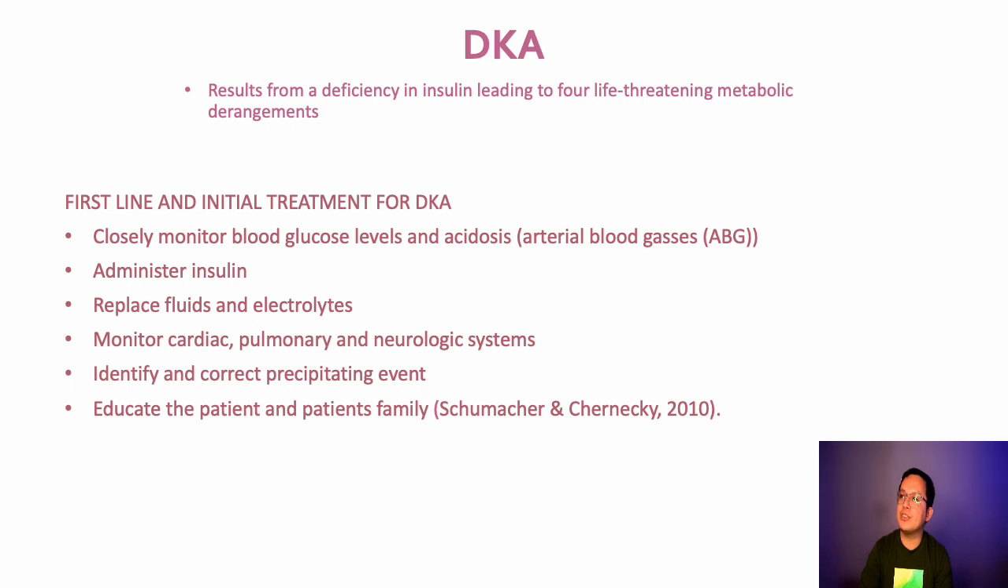Now, first line and initial treatment for DKA. So, closely monitor blood glucose levels and acidosis, arterial blood gas levels. So, last time, nag-istorya tag ABG and tanaw ninyo additional video about ABG. Administer insulin. Okay? And replace fluids and electrolytes. Monitor cardiac, pulmonary, and neurologic systems. And identify and correct precipitating event and educate the patient and family about what? Istorya na ko na after this, kaning mga pasyente nga naay DKA kay pwede silang makoma immediately. No? So mag-careful kaning mga pasyente ha.